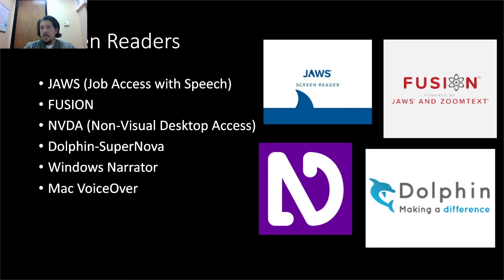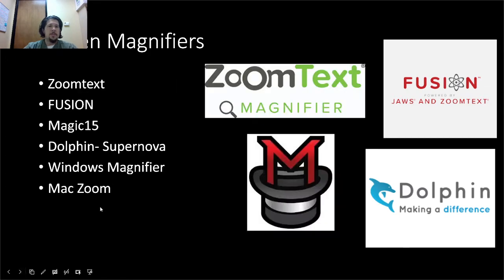Dolphin Supernova, similar to Fusion, is a combo magnifier and screen reader. I believe it's also a one-time payment. I think they ask for a donation is what it does. Windows Narrator is the Windows built-in reader, and Mac VoiceOver is the Mac built-in screen reader. So all great products. They do a lot of the same thing, one into the other.